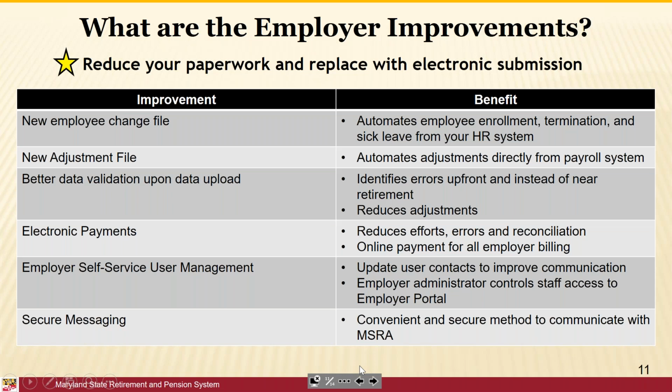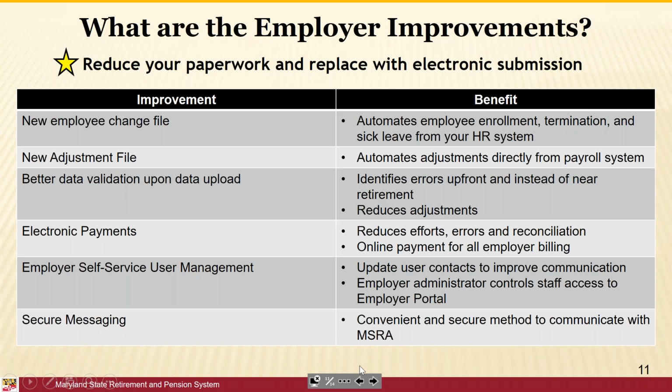A new adjustment file. So this will automate the adjustments directly from the payroll system. So instead of doing the current 714 adjustment process, this will be an adjustment file similar to the payroll file. So it will automate that electronically. It should be easier for you to provide us those adjustments, and it'll be much easier for us at the Maryland State Retirement Agency to get those into our system. So that is a big bonus that we're looking to do there.